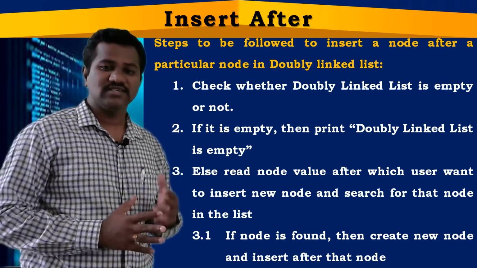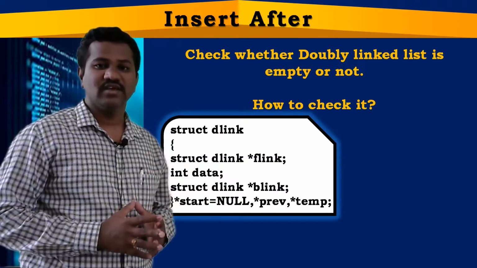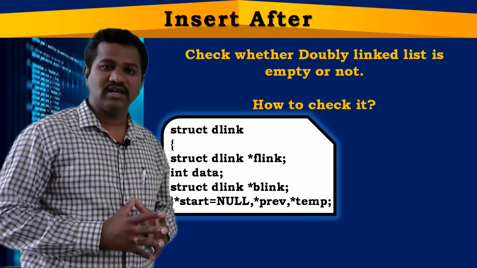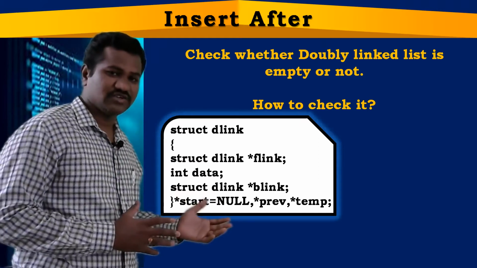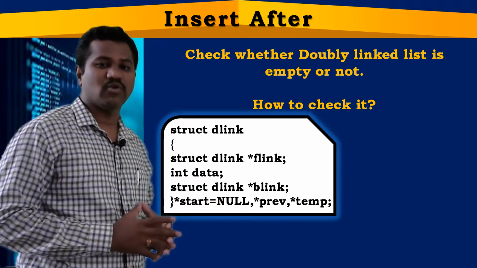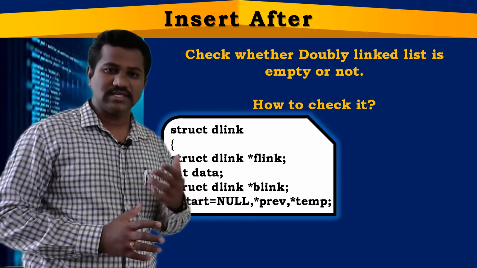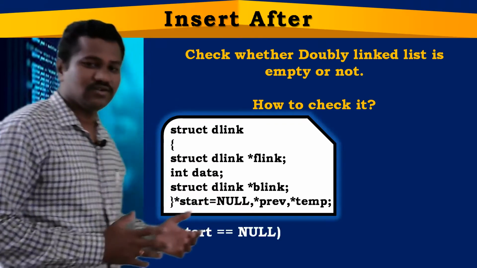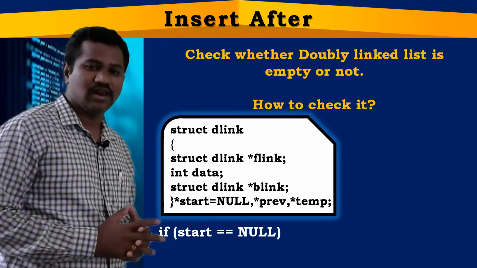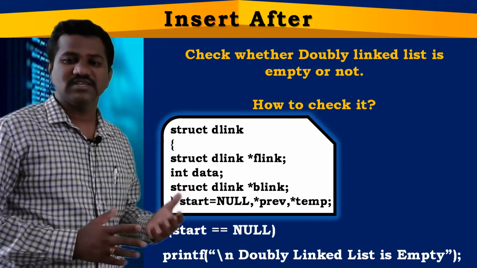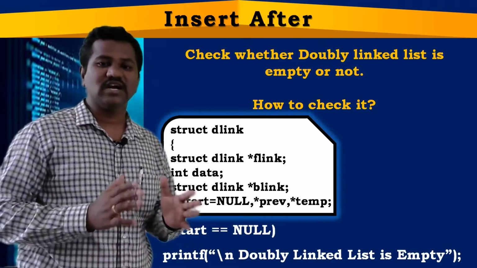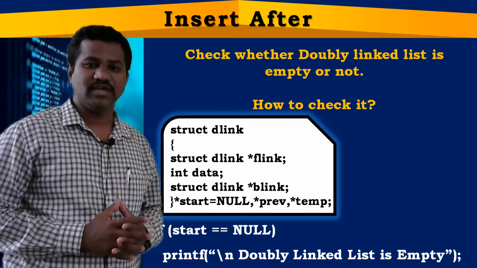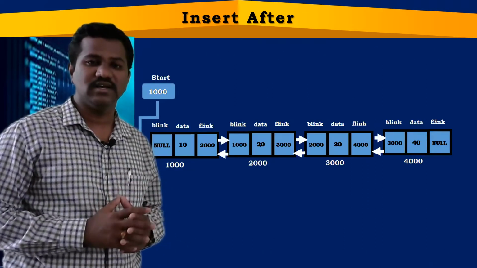So let us go step by step, checking whether the double linked list is empty or not. How to check it? At the time of declaring structure, we are storing null in start pointer. When we call this insert after function, if your start pointer still contains null, then we can print some message that double linked list is empty. If your start pointer doesn't contain null, it means there exist some nodes in the list.